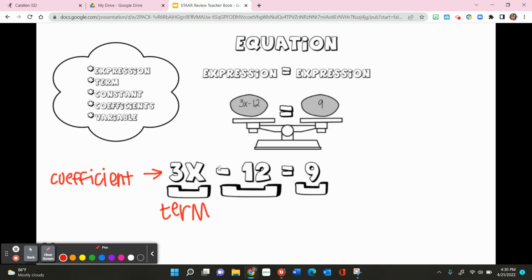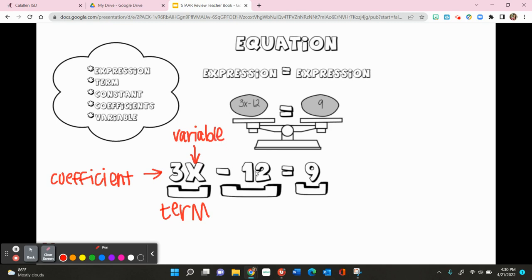And any variable, a variable is a placeholder for a number. And typically you will see variables as letters in math. And in this year, the most common variable you've seen is x. So here, x is a variable.